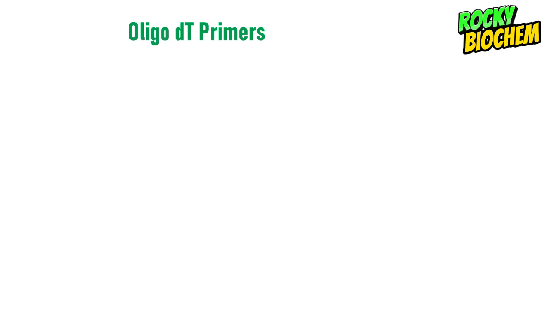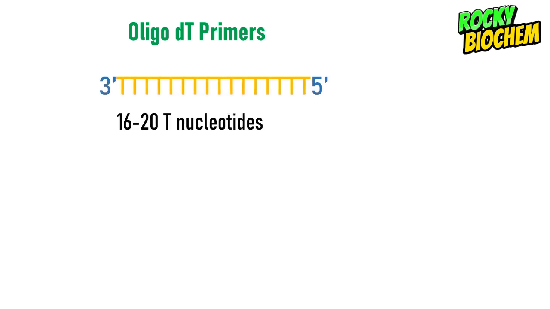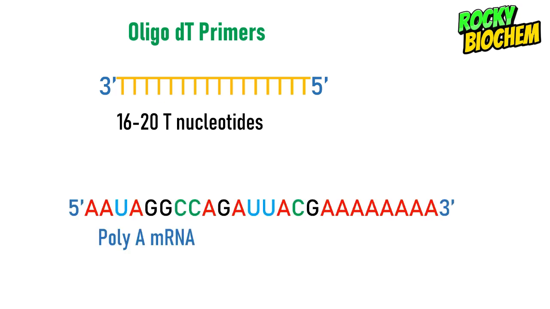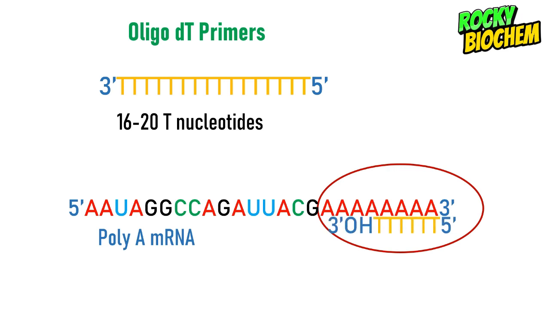So oligo-dT primers are made up of a stretch of 16 to 20 T nucleotides that are synthesized chemically in the lab. So they are designed to target the poly A tail of the mRNA molecule and serve as a priming site. In the cell, most of the mRNAs isolated are having a poly A tail. So that is why these primers are also poly T. So they will anneal to the poly A tail of the mRNA and then serve as a priming site.